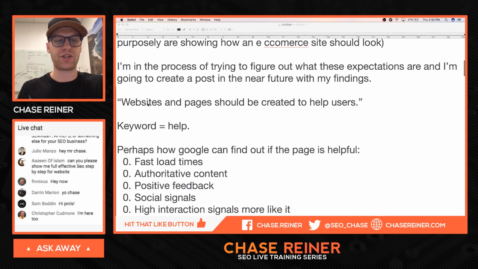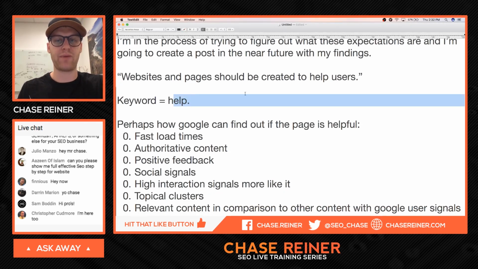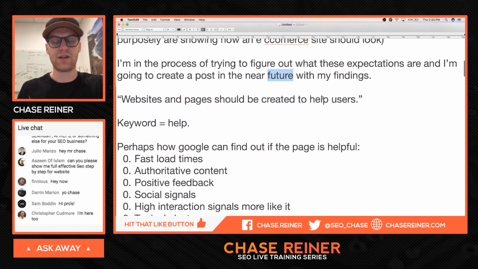So here you can see in quotations, websites and pages should be created to help users. That's pretty obvious, right? I put keyword equals help. So what does help mean? Help means serving the intent for what people are looking for, right? So if somebody's looking for a product, that page should be as helpful as possible. And what are the ways that you can make pages as helpful as possible? Usually by providing relevant content and relevant things that are also already probably ranking very high.